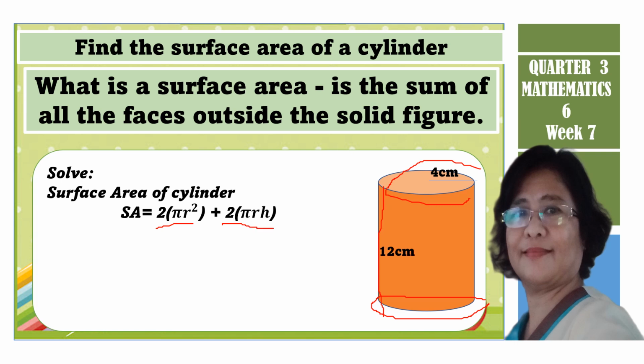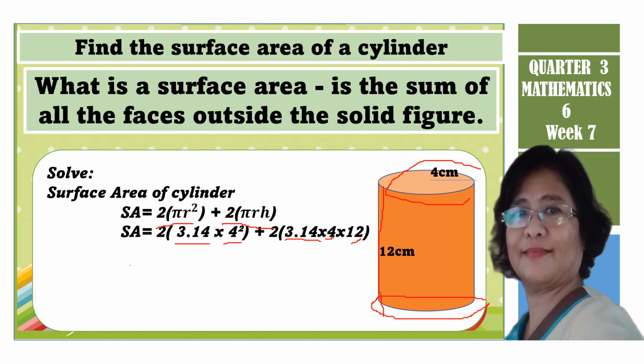So let us now substitute the given number. So for the value of pi, we have 3.14 times the radius, which is 4 to the second power. We also do the same with the height. We have the value of pi, 3.14 times the radius, which is 4, and the height is 12. Well, let us now first do the exponential form.